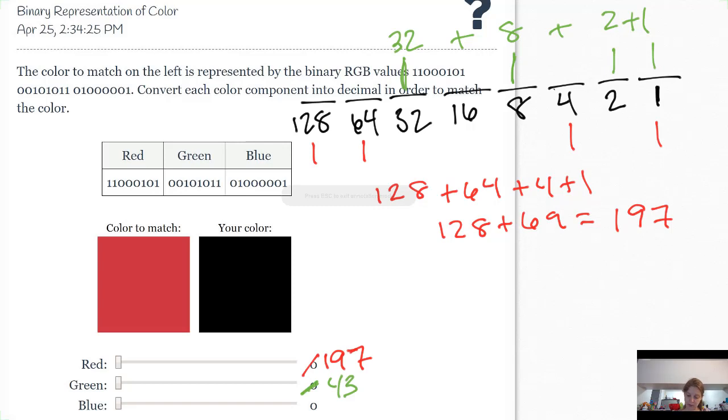And now for blue, I'll be turning on 64 and 1. So blue, I will be making 65. And once I toggle those to the right number, I will have my answer.